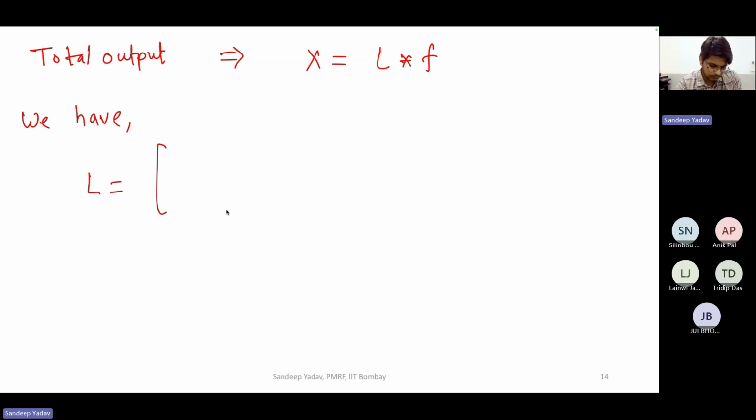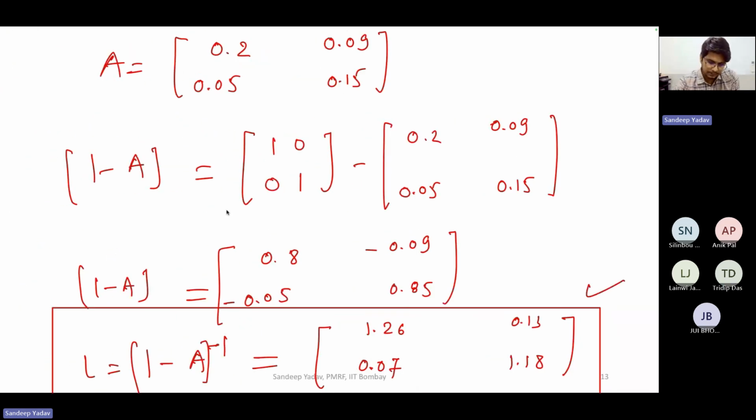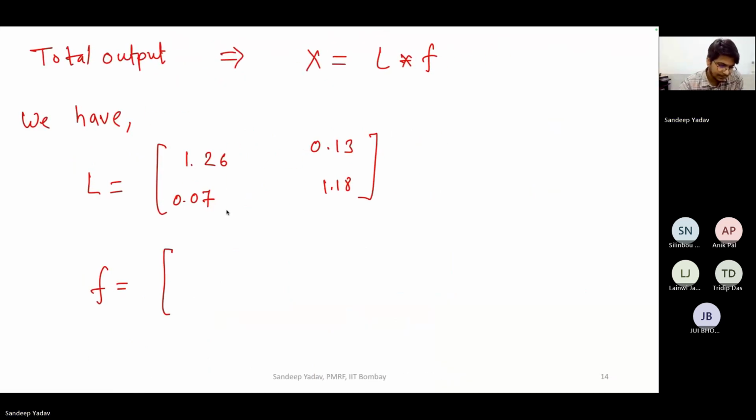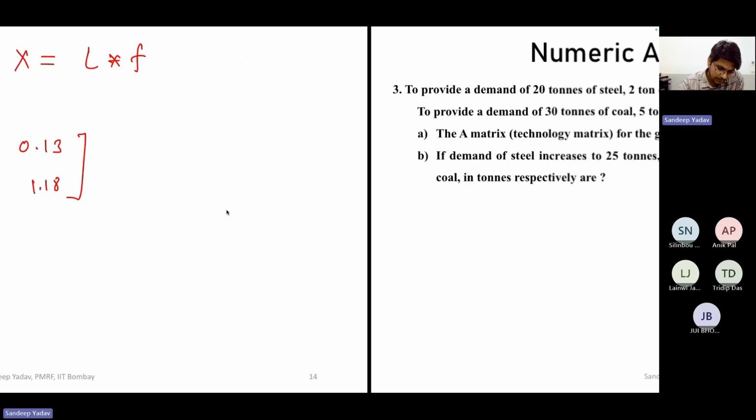L is equal to 1.26, 0.13, 0.07, and 1.18. That's the thing that we have just calculated. That's the Leontief matrix. F is given here. Final demand for sector A is 10, sector B is 15. Now X we can calculate as L into F.